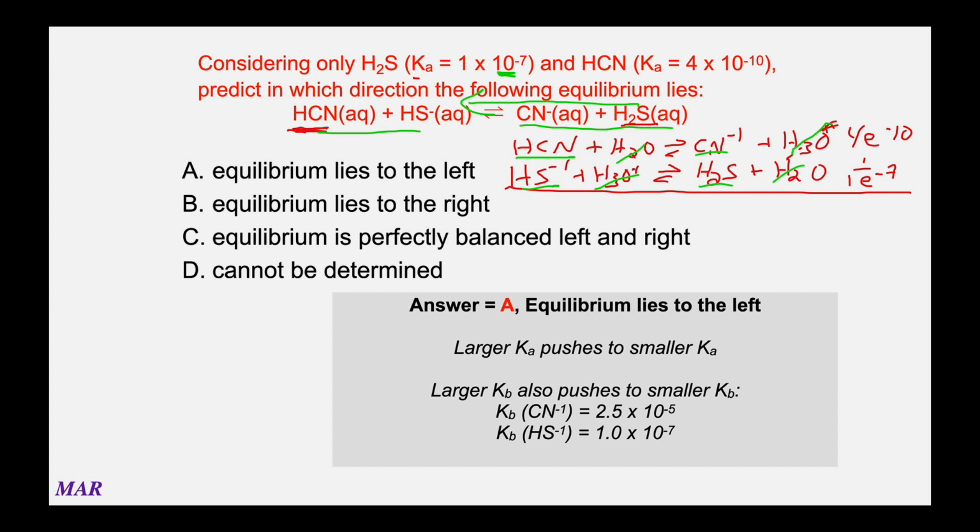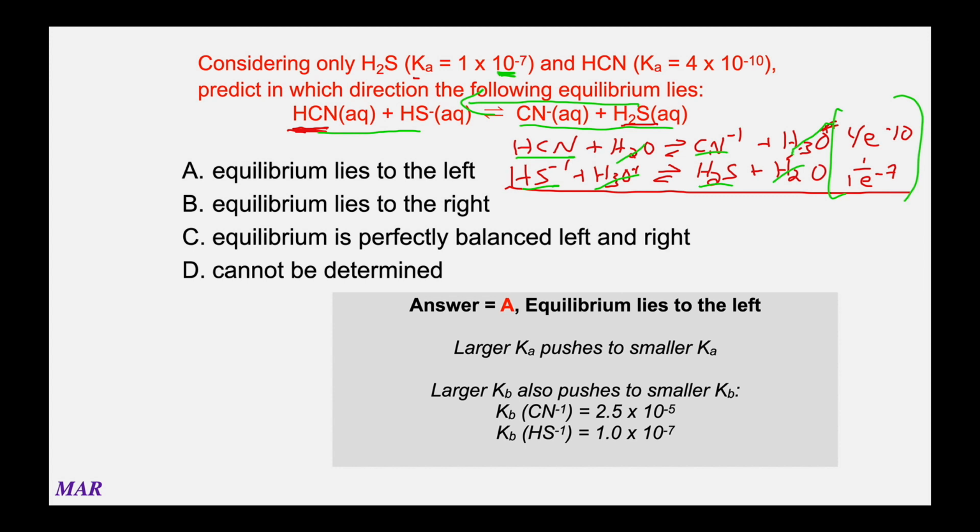And you can actually figure out the equilibrium constant K by multiplying these two together. You'll get a number less than 1, which means reactant favored. Or you can literally just look at the strengths of Ka, and bigger Ka will push towards the smaller Ka.